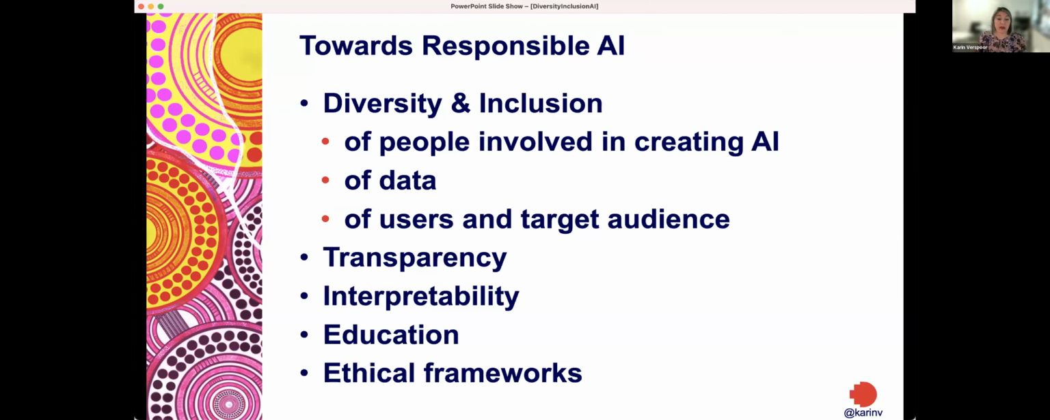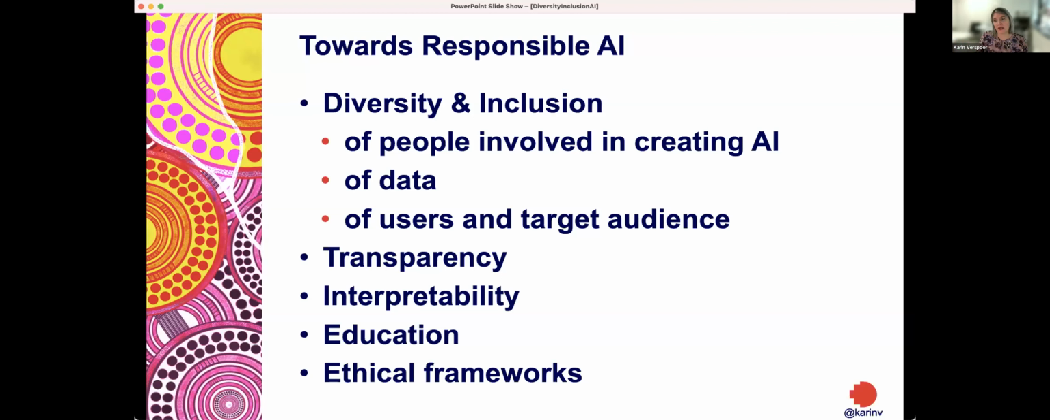We need to have transparency of how these models are built and where the data comes from. We probably need some interpretability. This is something that has dropped down a little bit in attention in the last few months, because we seem to be so excited about what these generative AI systems are producing now, and we've kind of forgotten that we used to talk about wanting to understand how it came to that output, or that decision.